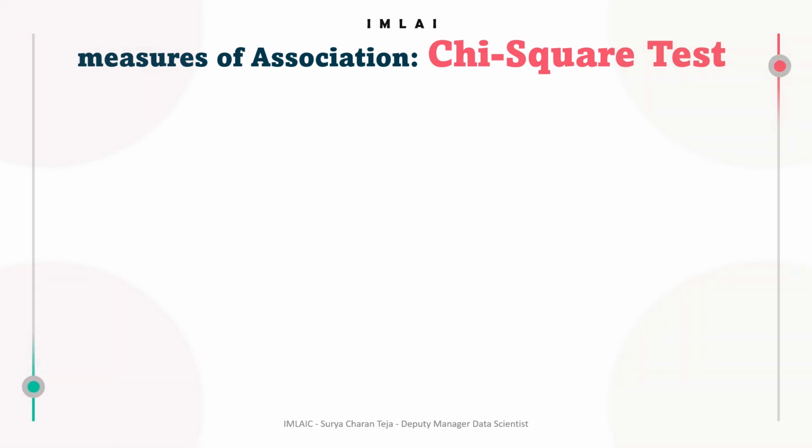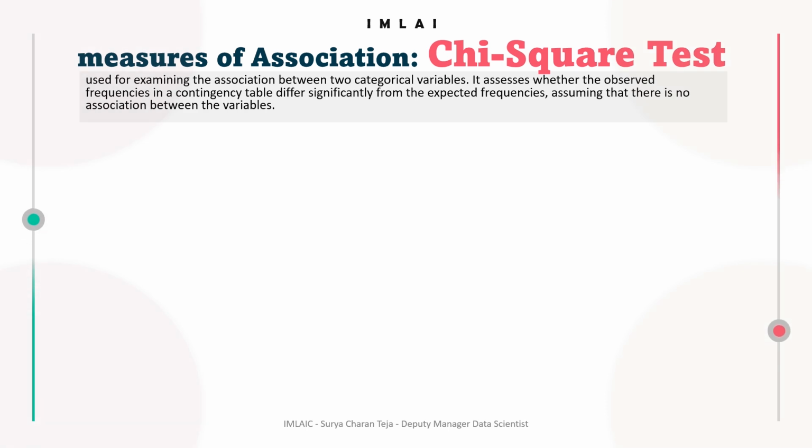It's called the chi-square test. Yes, the chi-square test is also a measure of association specifically used for examining the association between two categorical variables. I'm repeating it. The chi-square test is used to examine the association between two categorical variables, whereas cross tabulation is used to understand the association between the two categorical variables. So it assesses whether the observed frequencies in a contingency table differ significantly from the expected frequency, assuming that there is no association between the variables. The hypothesis is there is no association between the variables.